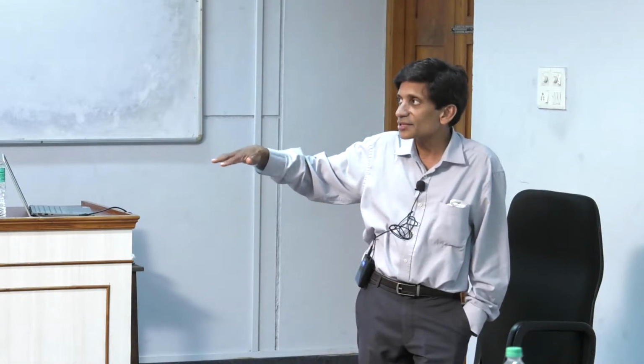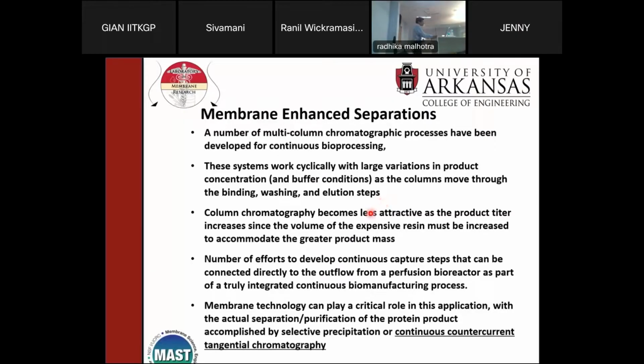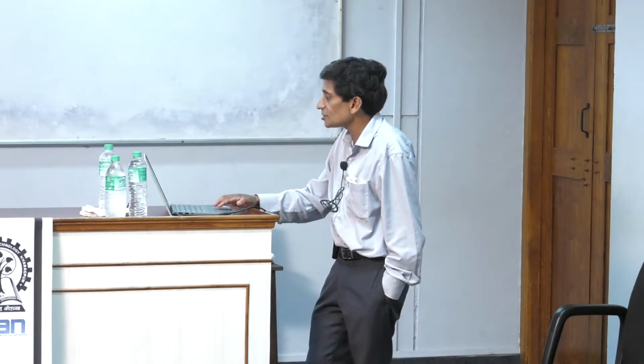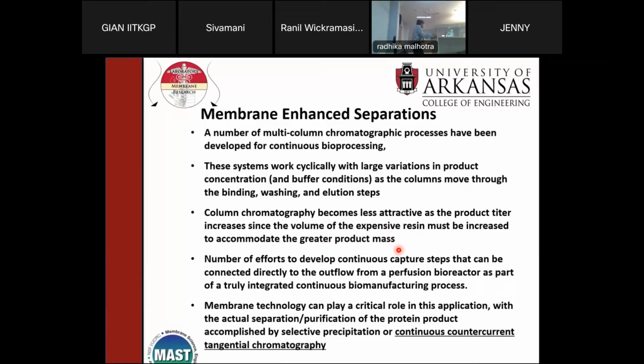Then when you start the next one, the same thing happens again. So it's not uniform. That is a downside, okay? Column chromatography becomes less attractive as the product titer increases, since the volume of the expensive resin must be increased to accommodate greater product mass. That makes sense, right? A number of efforts aim to develop a continuous capture step that can be connected directly to the outflow from a perfusion bioreactor as part of a truly integrated continuous biomanufacturing process.